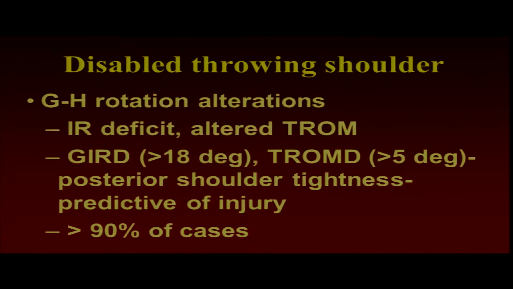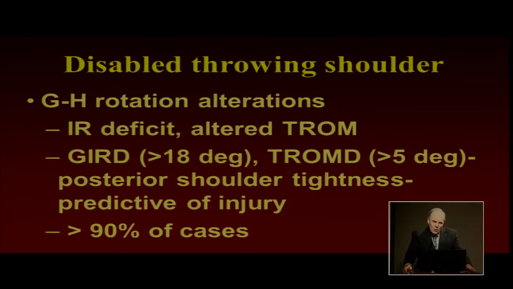Glenohumeral rotation alterations. Rod talked about this today, that it's more than just an internal rotation deficit. It's an alteration in total range of motion that you can measure. It turns out that the largest component of that in most instances, and the biomechanically important part, is internal rotation as well as the external rotation.